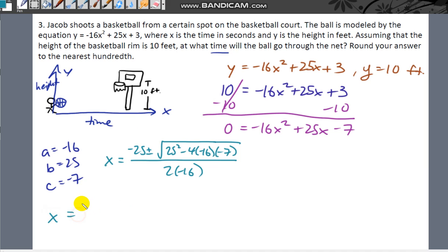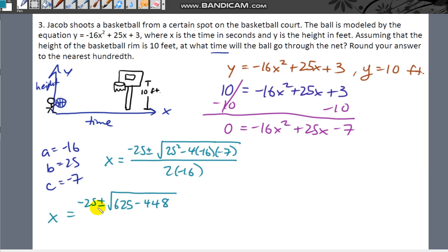So x equals negative 25 plus or minus the square root of 25 squared, so 25 times 25 is 625. Two negatives here become positive. Then we're doing 4 times 16, which is 64. 64 times 7 is 448. Again, we have two positives here, so we're going to subtract 448.